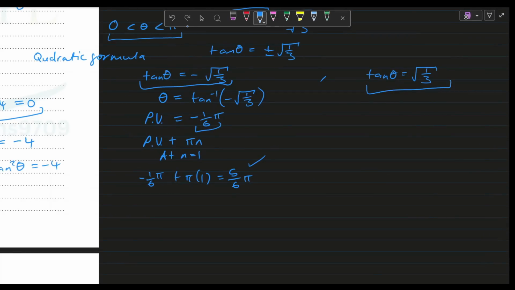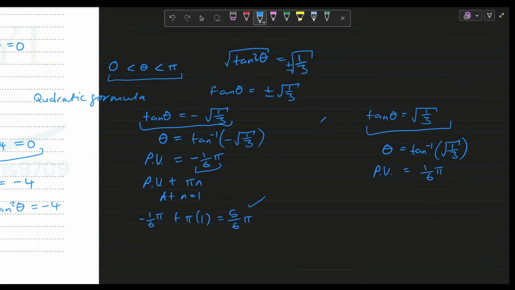So let's evaluate the positive one. That's theta is equal to arctan of positive root 1/3. Our principal value is arctan of root 1/3, and that's 1/6 pi. Is our principal value within the interval 0 to pi? Yes, it is, so it's going to be a solution as well. And we can check to see if there are any other solutions using this same formula over here.